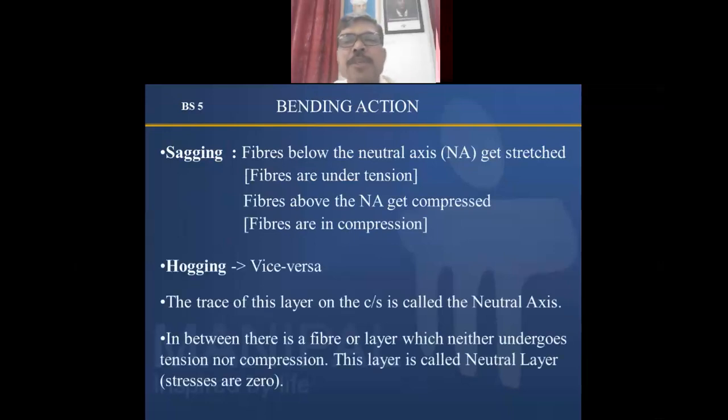Sagging: fibers below the neutral axis get stretched, so fibers are under tension. Fibers above the neutral axis get compressed, so fibers are in compression. And hogging is vice versa. If the beam is simply supported, then it is sagging, and if the beam is a cantilever, then it will be vice versa. The trace of this layer on the cross section is called the neutral axis, and in between there is a fiber or layer which neither undergoes tension nor compression.